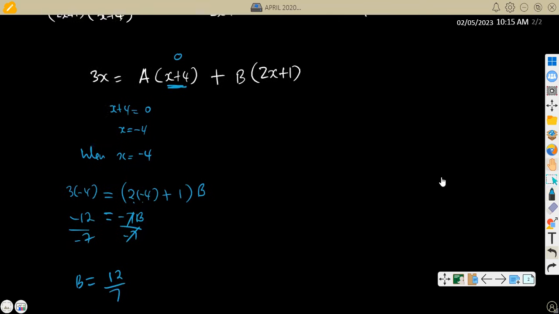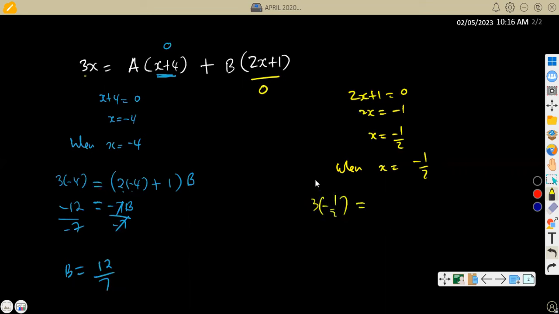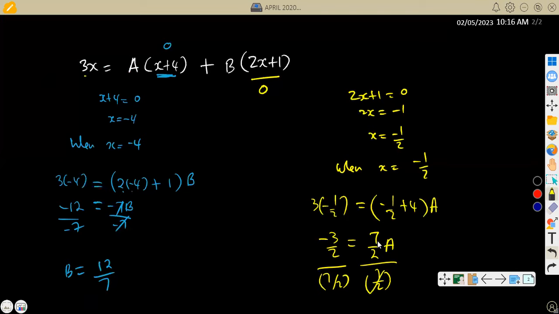We can do the same thing to calculate the value of a by equating the bracket of b to 0. So 2x plus 1 equal to 0 means 2x is equivalent to negative 1, so x is equivalent to negative 1 over 2. When x is negative 1 over 2, this whole bracket is equal to 0. So we move on to this part. We substitute 3 times negative 1 over 2 equals negative 1 over 2 plus 4, then multiplied by a. So 3 times negative 1 over 2 is negative 3 over 2, and if you add properly here, guys, that's going to give you 7 over 2 a. So to find a, definitely you divide by 7 over 2 on both sides. So this can cancel.